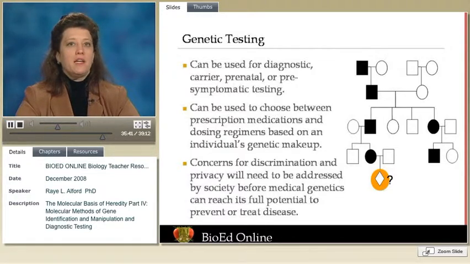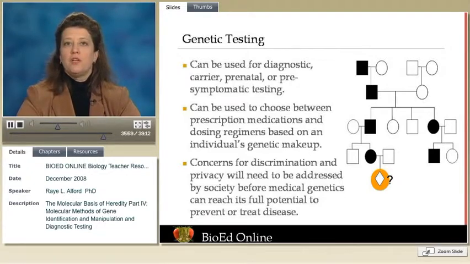Finally, genetic testing is being used with increasing frequency in the prescription of medications because researchers are beginning to understand the genetic basis for variable responses to medications and are applying this knowledge to the personalization of drug therapy. In the future, an individual might be tested for various genes that can predict that person's response to a drug before the drug is prescribed.